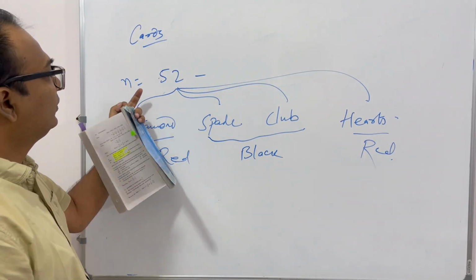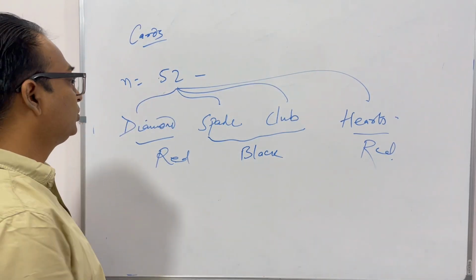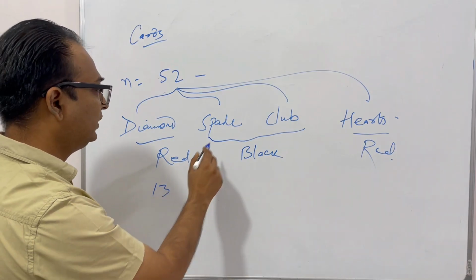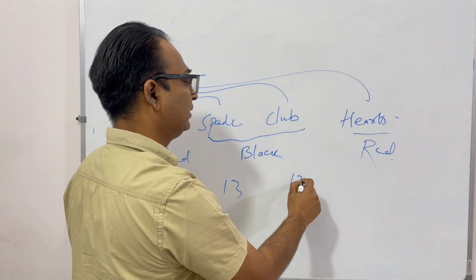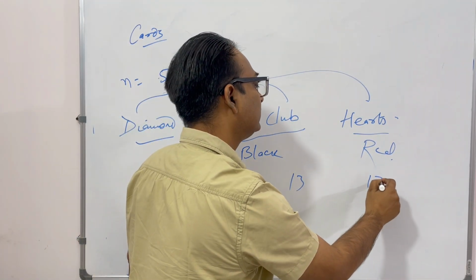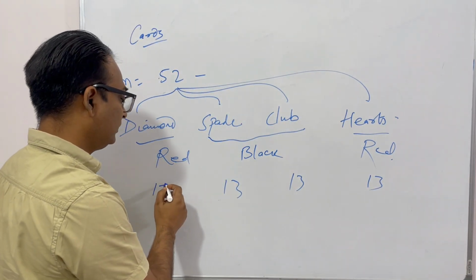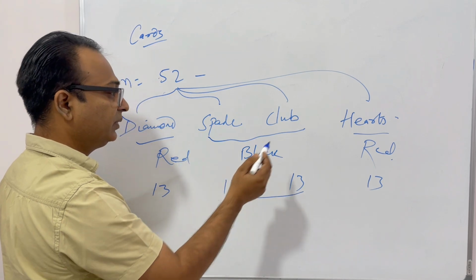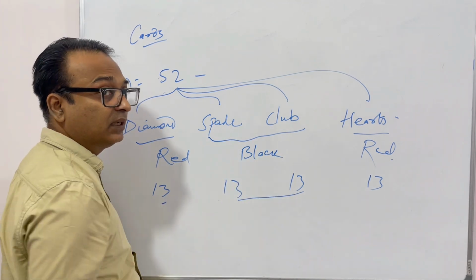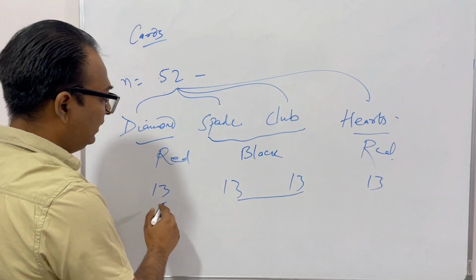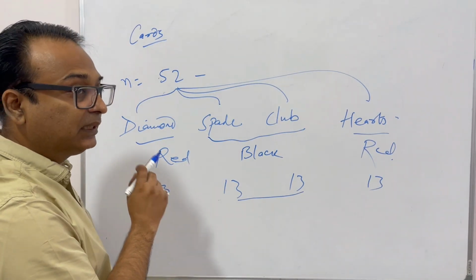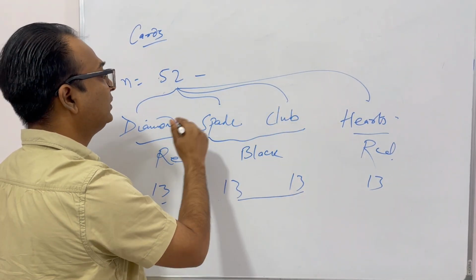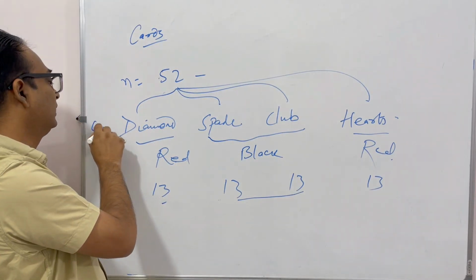If the total number of cards is 52, then we have 13 diamonds, 13 spades, 13 clubs, 13 hearts. If we ask how many black cards there are, then 13 plus 13, 26. How many red cards are there? 13 plus 13, 26. In this pack, each of these groups of 13 cards is called a suit.